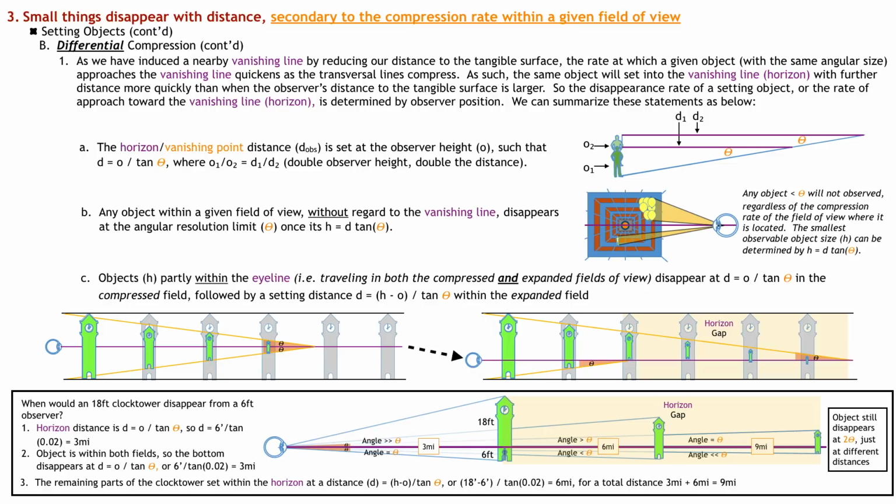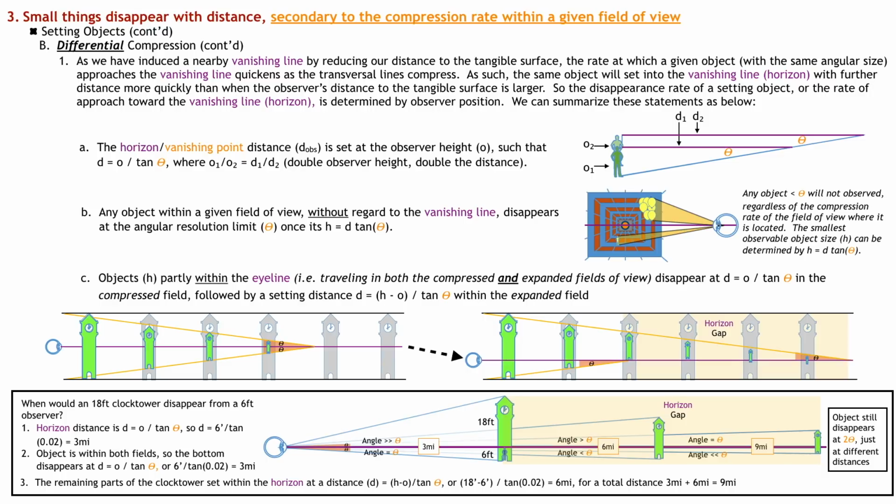Part B then: any object within a given field, without regard to the vanishing line, disappears at the angular resolution limit once its height is equal to the distance that it is away from you times the tangent of the angular resolution limit. And we've covered that with the vanishing point. It's the same phenomenon here when we have a horizon gap as we have with a single vanishing point. Again, it doesn't matter if the object is at the horizon or not. If it's just too small within any given part of the visual field, it's just too small to see.